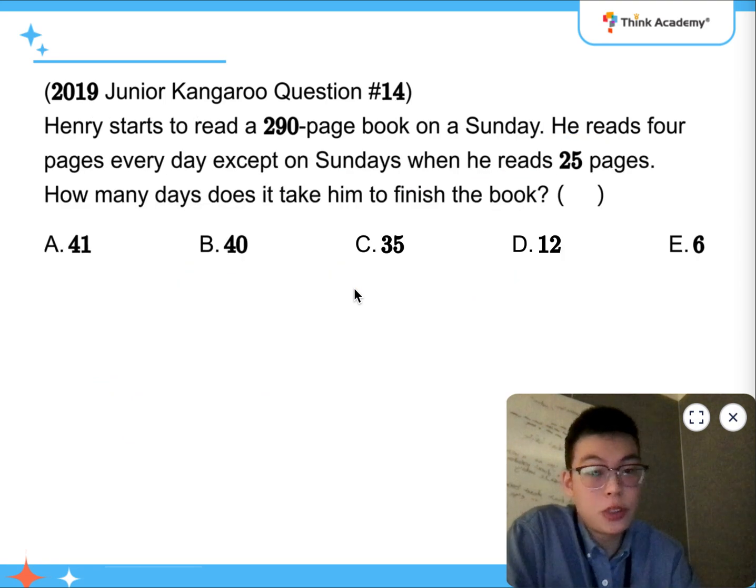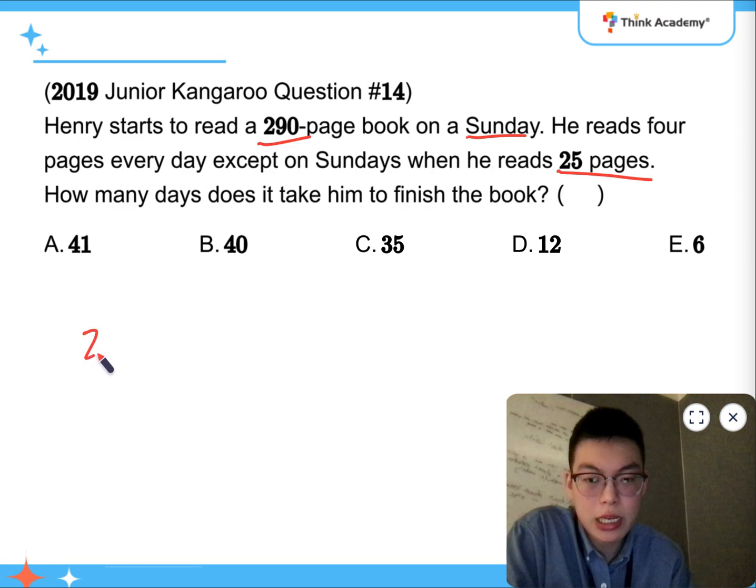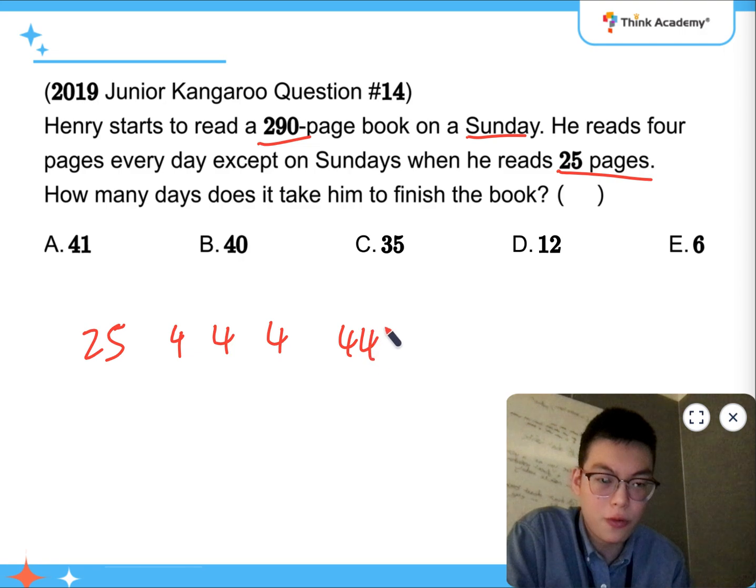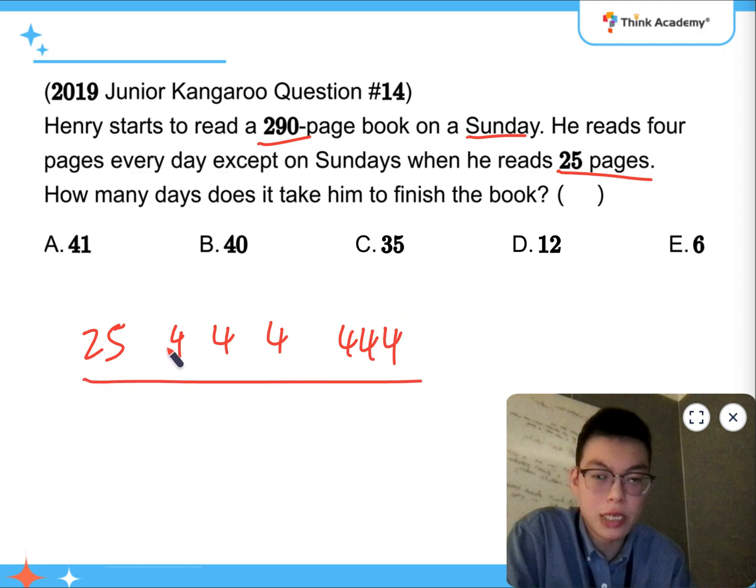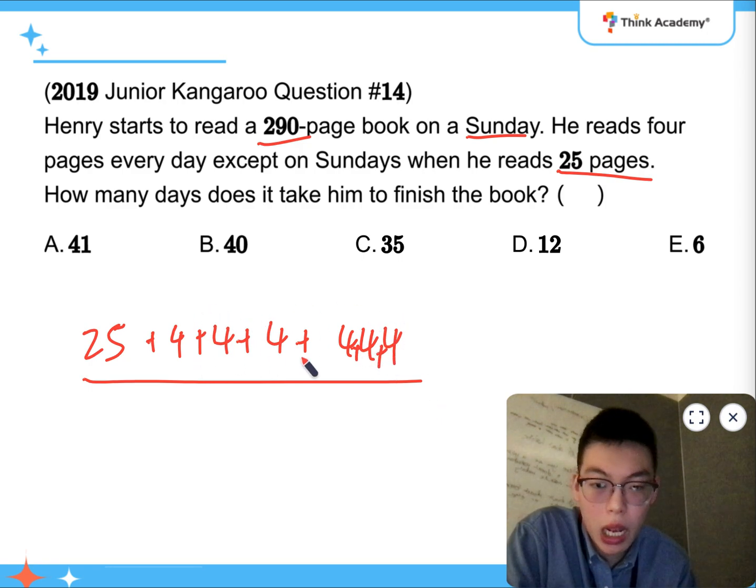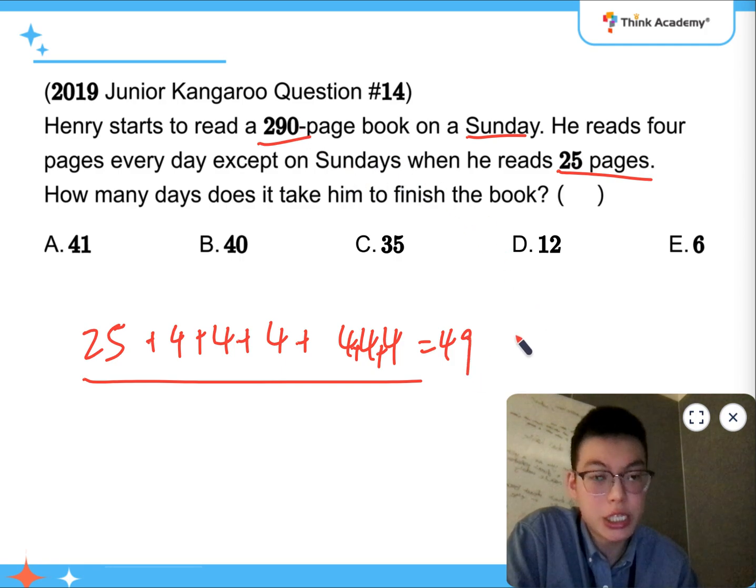For question number 14, Henry starts to read a 290-page book on a Sunday. He reads 4 pages every day except on Sundays, which he reads 25 pages. So he's starting from Sunday, right? Which means that he's going to read 25, 4, 4, 4, 4, 4, 4, which adds up to 49 pages per week.